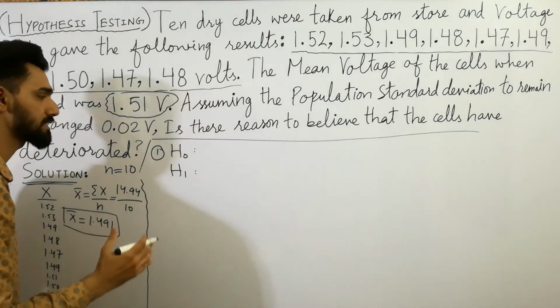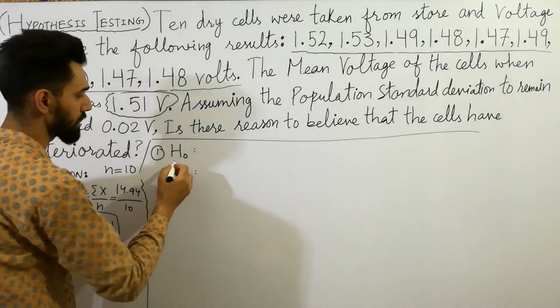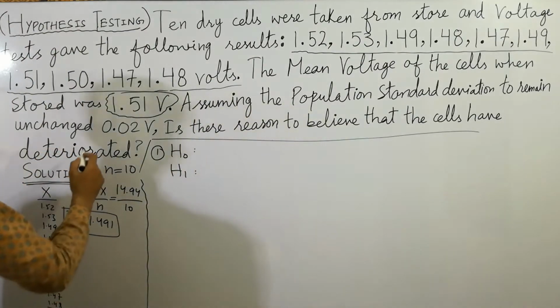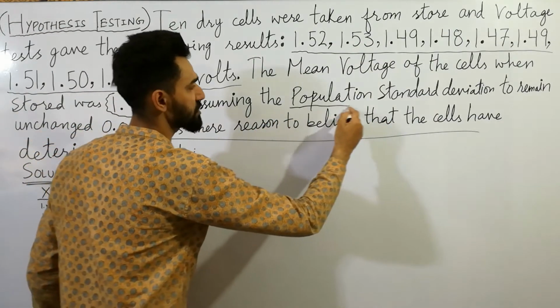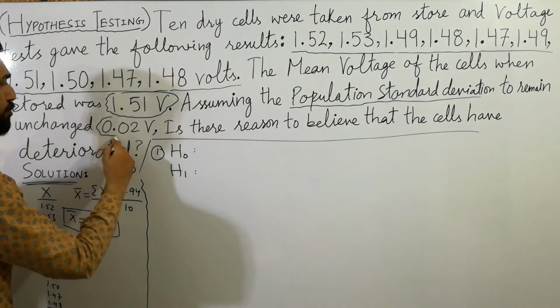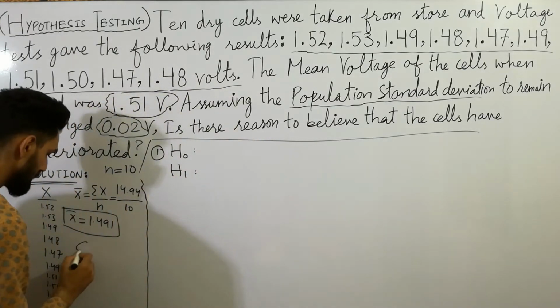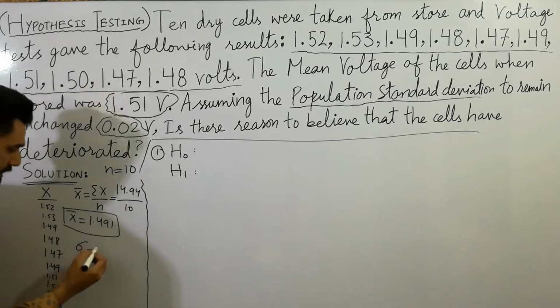I already discussed this in a previous lecture. You can watch my earlier lectures. So here the value is, assuming the population standard deviation. Population standard deviation is given here, 0.02. So sigma is already given. You can write here sigma, which is the population standard deviation, is 0.02.